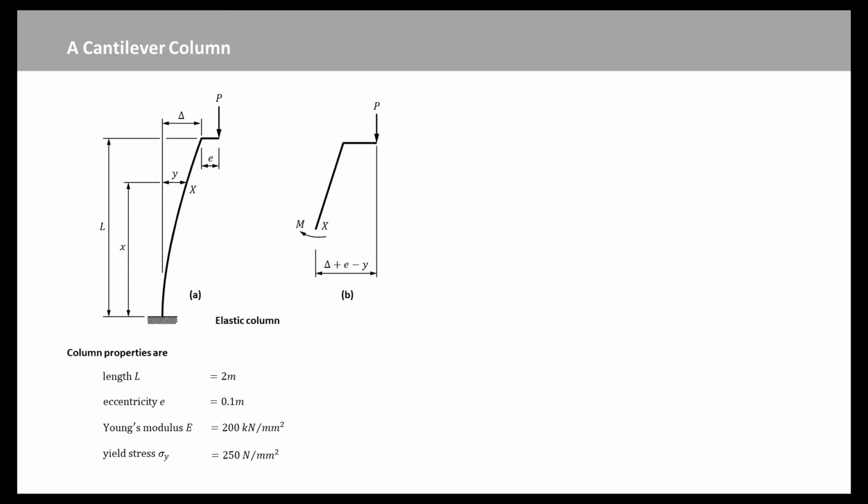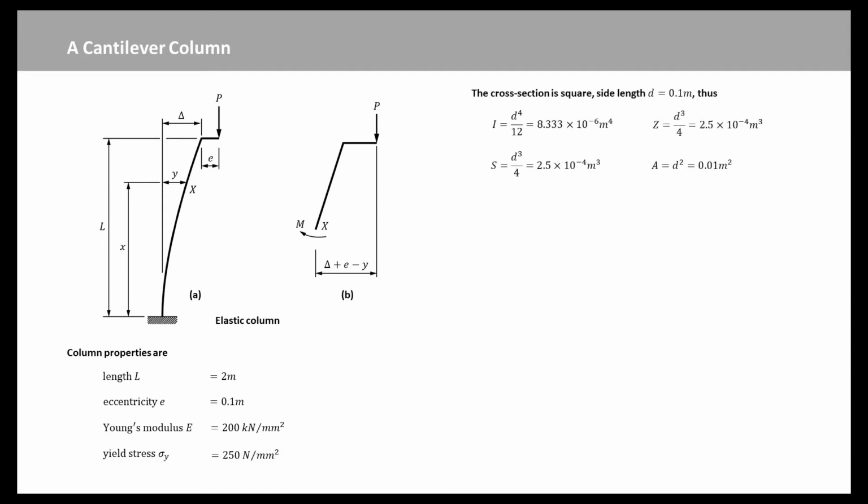Column properties are shown here. The values for Young's modulus and yield stress are slightly different from those commonly used nowadays, but they don't affect the conclusions from the example. The cross-section is square, side length d equal to 0.1 meter. Thus we have area moment of inertia I, elastic section modulus Z, plastic section modulus S, and cross-sectional area A. Consider first the elastic behavior of the column.